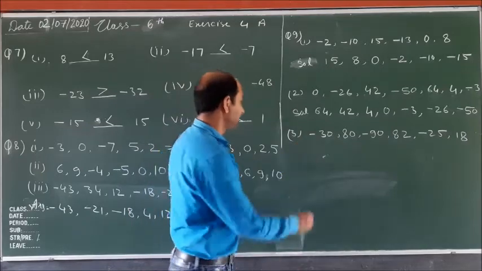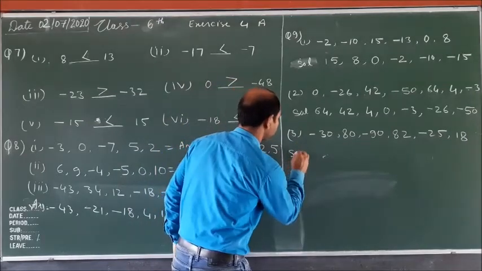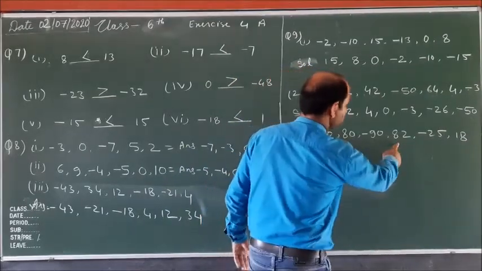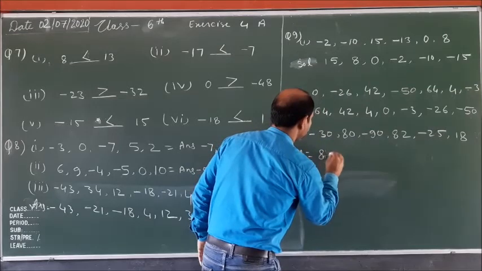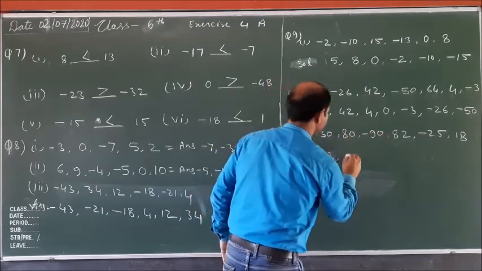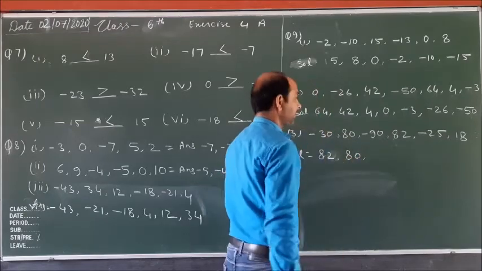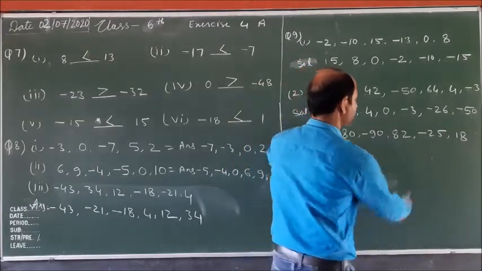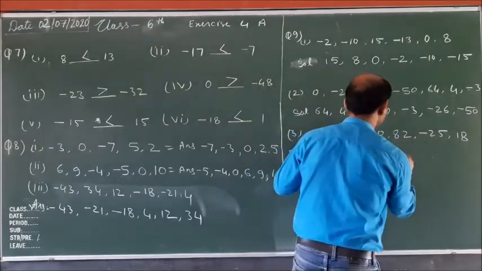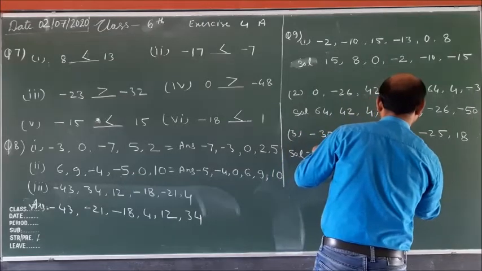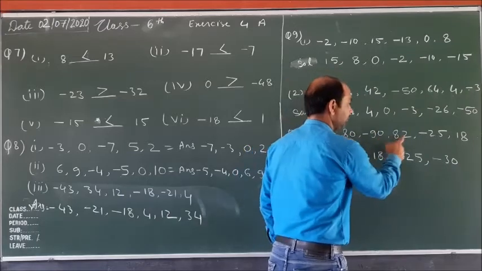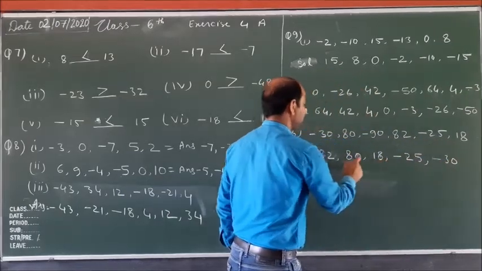So now question number 3, students. First we write the greatest number. So 82 is the greatest number. So we write here 82. After 82 we write here 80. After 80 we write here 18. After 18 we write here minus 25. After minus 25, minus 30. So 1, 2, 3, 4, 5, 6.